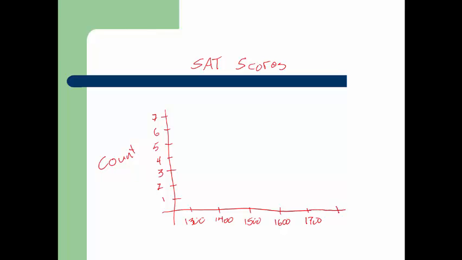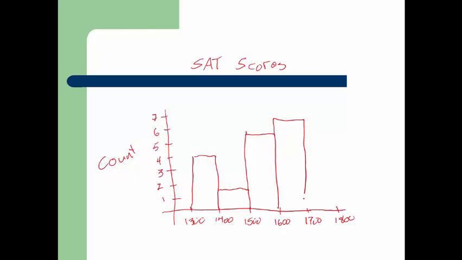I need one more here. And so now let's just go back and draw the appropriate height. So we had 4 in the 1300s, 2 in the 1400s, 6 in the 1500s, 7 in the 1600s, and 1 in the 1700s.